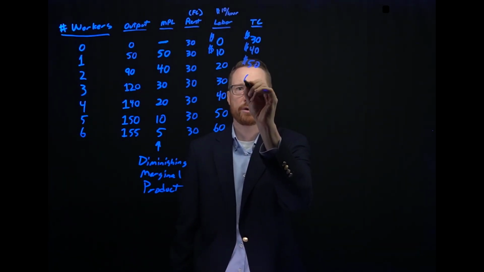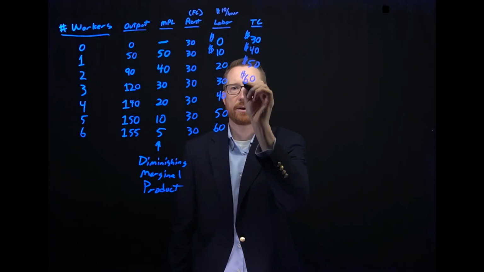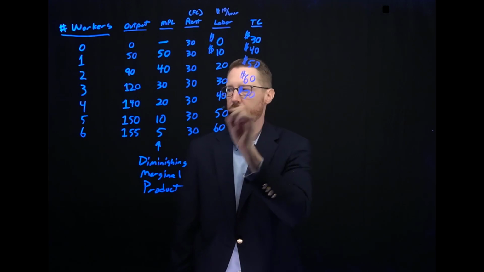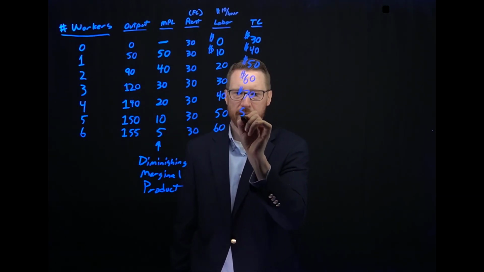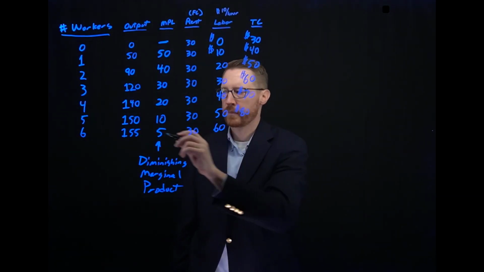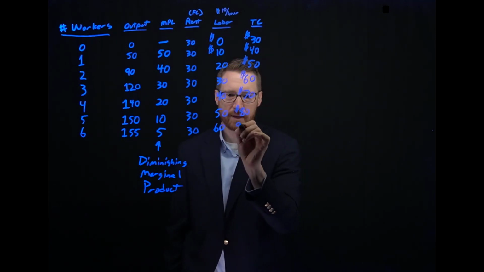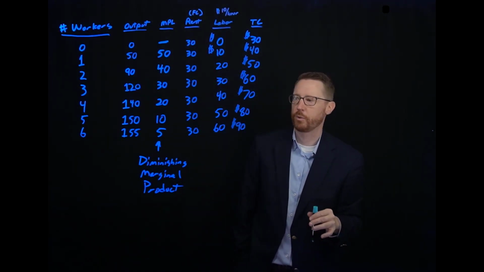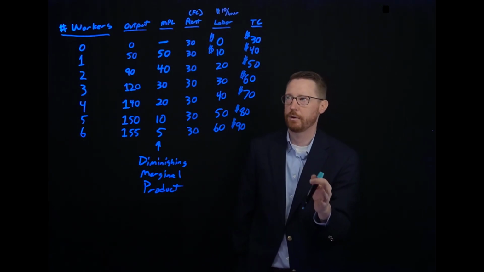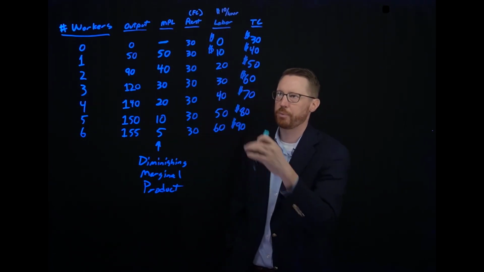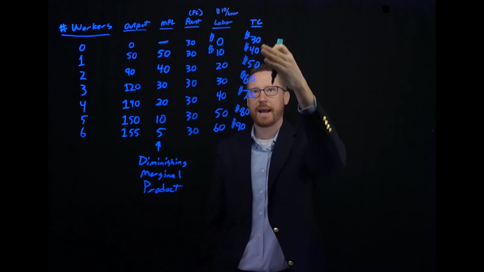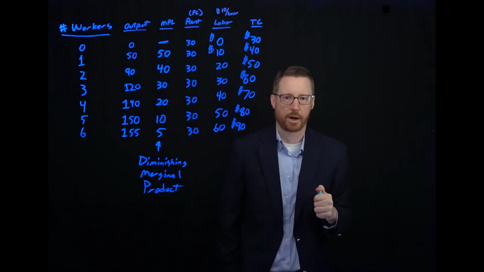And we can just work our way down, right? So with 3 workers, it's $60. With 4 workers, it's $70. With 5 workers, it's $80. And with 6 workers, it's $90. So we've now built out our table to think about this marginal product of labor. We've thought about the labor costs, and now we've gotten to the total cost.